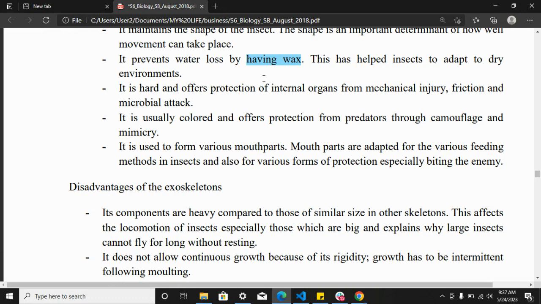So it is hard and offers protection of internal organs from mechanical injury, friction and microbial attack. Kubera ko ikomeye, irarinda organism mechanical injury, ikanarinda internal organs mu buryo bwinshi butandukanye.